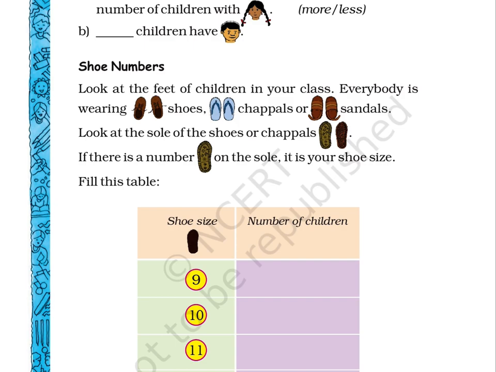Fill this table. Table has two columns. Column 1 is for shoe size and column 2 is for number of children. Row 1.